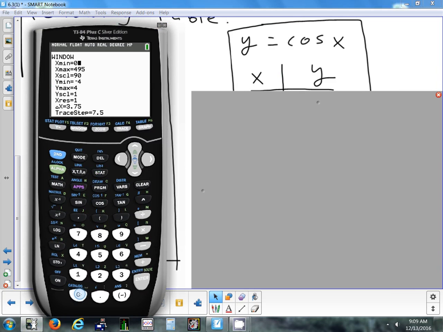Well, for cosine, I know the cycle is 360 degrees. So if I start at 0 and go to 360, that's 360 degrees. I know the highest it ever goes is 1, and the lowest is -1. So I'm going to go -2 to 2. Everything else there looks fine. So what you're about to see is one cycle of cosine. Now remember, this is a wave, so it continues on, but that's one cycle of the wave.